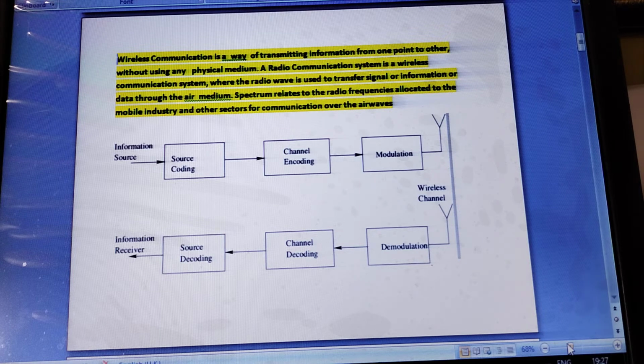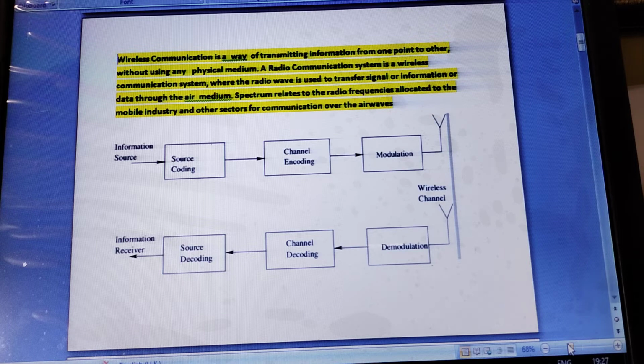medium. This is the block diagram: source coding, channel encoding, modulator, then receiving and demodulation, channel decoding, and source decoding. The essential components of digital communications are input source, input transducer, formatter, source encoder, channel encoder, and then demodulator, channel decoder, source decoder, deformatter, output transducer, output signal.